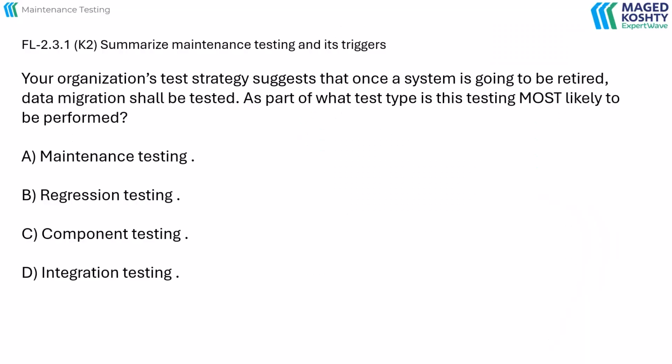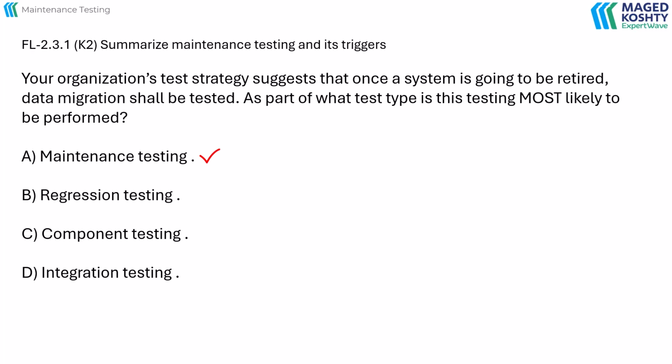Question 1. Your organization's test strategy suggests that once a system is going to be retired, data migration shall be tested. As part of what test type is this testing most likely to be performed? This is a straightforward question. Testing data migration when a system is retired is a form of maintenance testing. The correct answer is A.